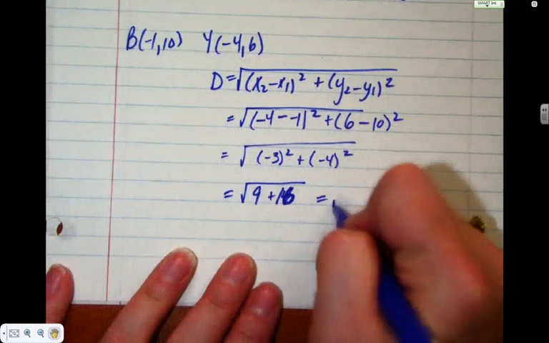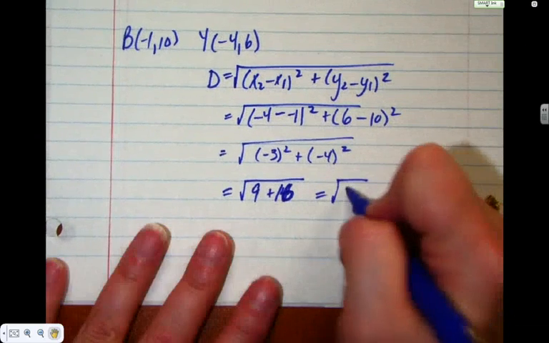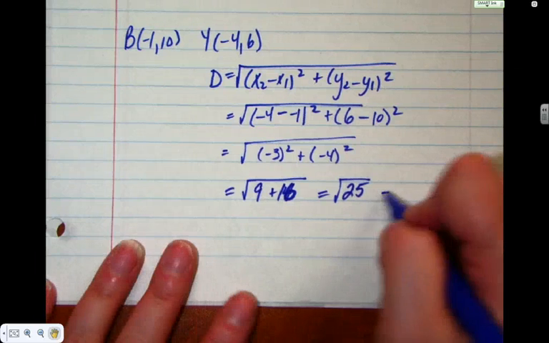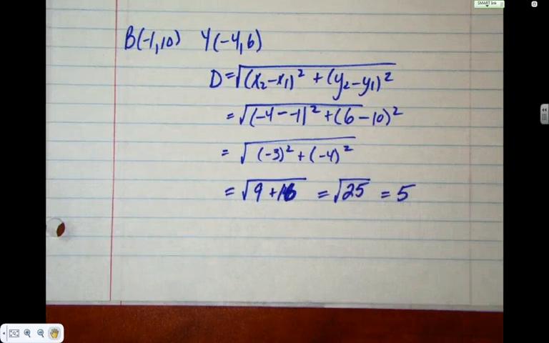Now we add them together, so 9 plus 16. What's the square root of 25? 5. What that means is the distance between those points happens to be 5 units on the coordinate plane.